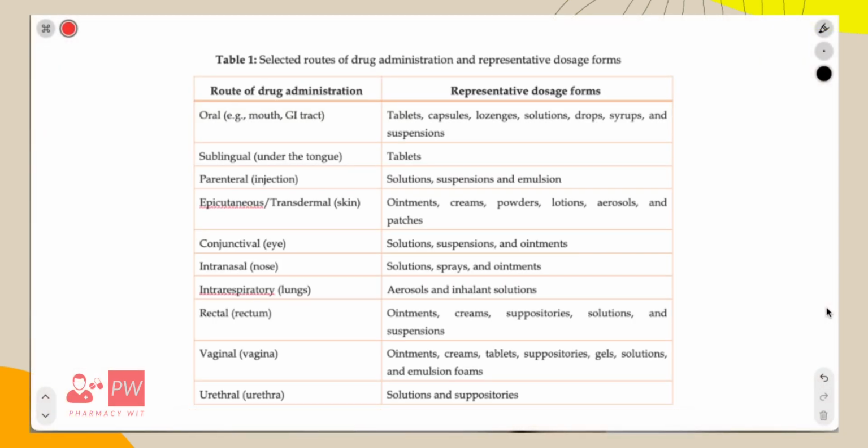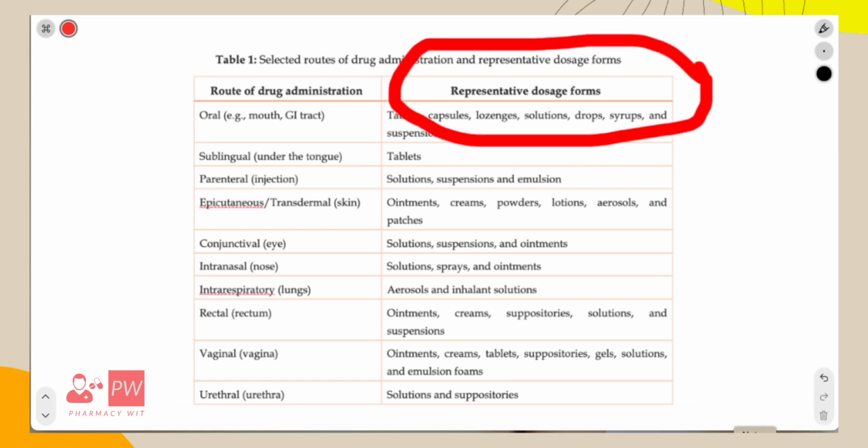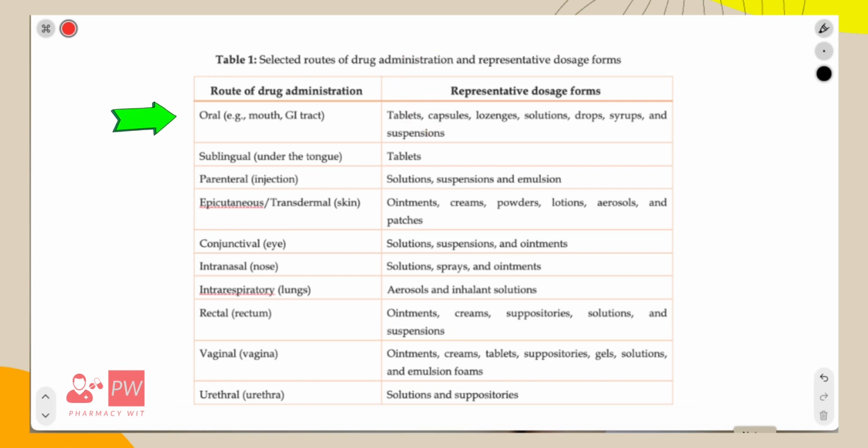This table shows selected routes of administration and their representative dosage forms. The left column shows the route of administration, and the right column shows the representative dosage form. For example, for the oral route, the representative dosage forms are tablet, capsule, solution, drops, syrup, suspension, etc. For the sublingual route, the representative dosage form is tablet. So these are the routes of administration and their representative dosage forms.